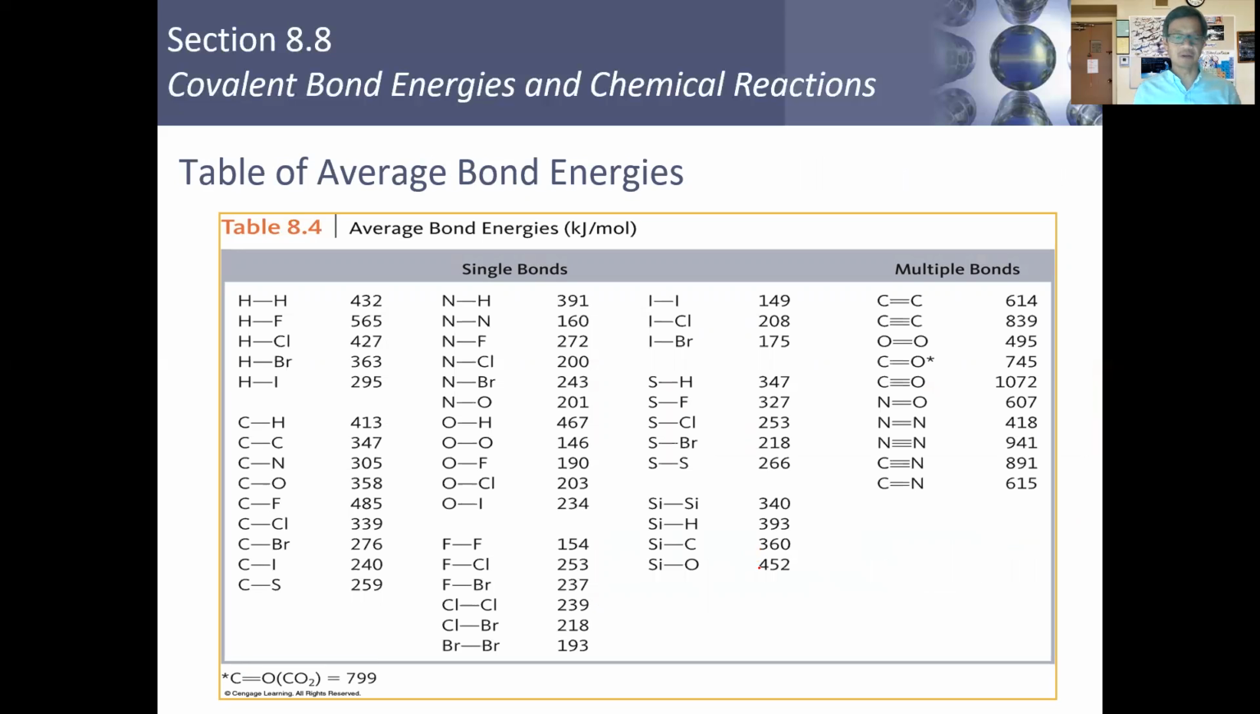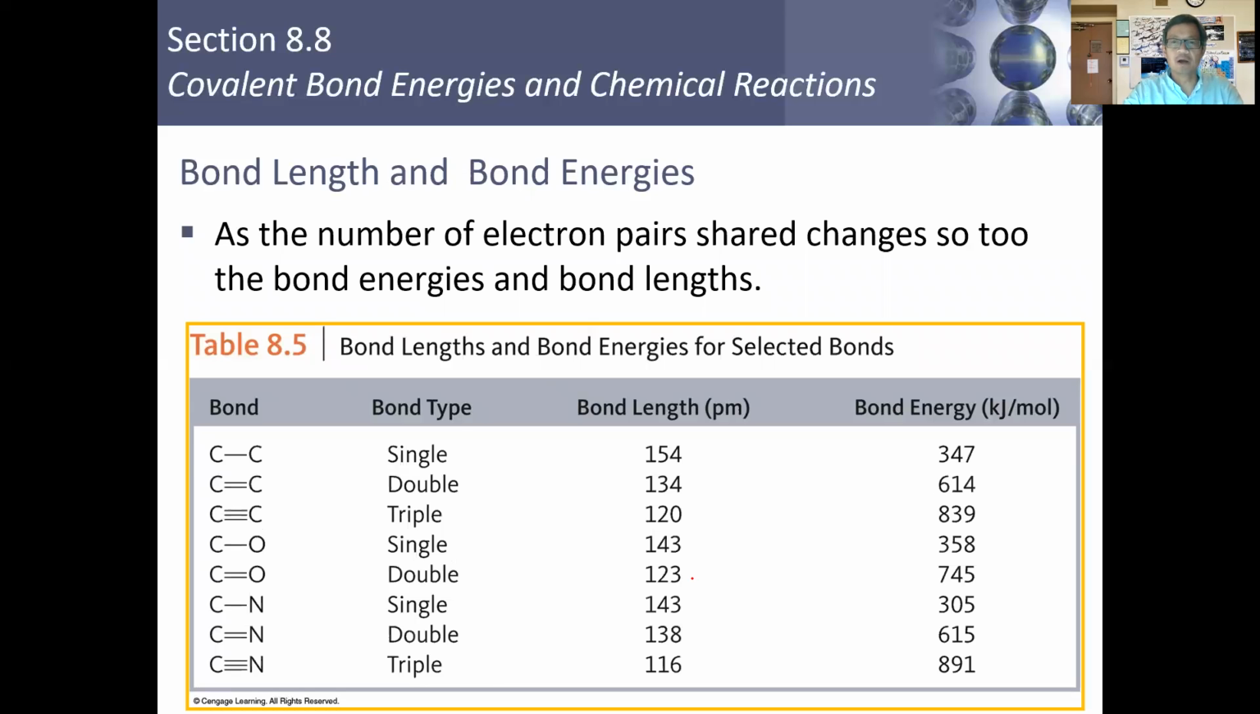You've seen these bond energies before, you've seen this table before. We talked about the energy needed to break these bonds. Again, these bond energies are basically averages of each one of these different types of bonds. We also talked about the relationship between bond length and bond energy.